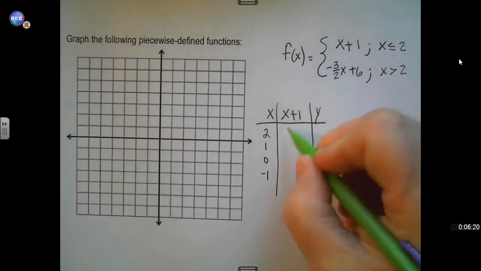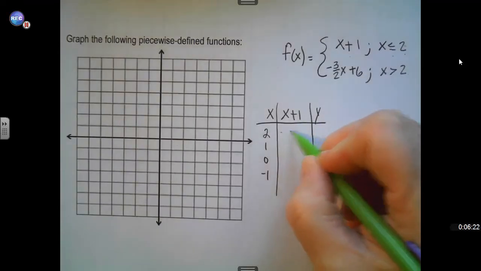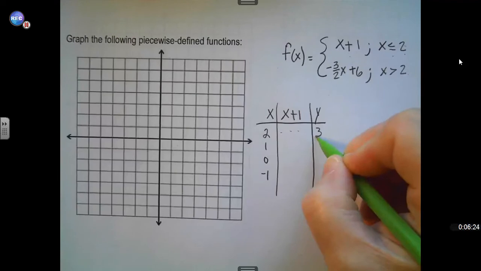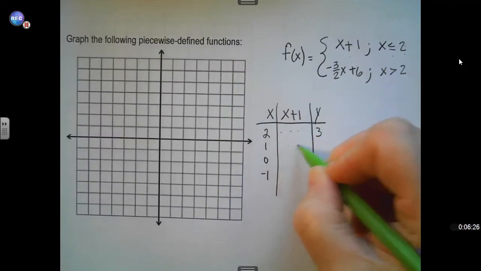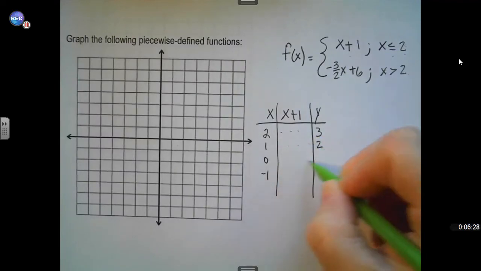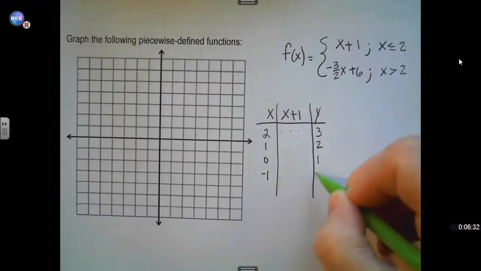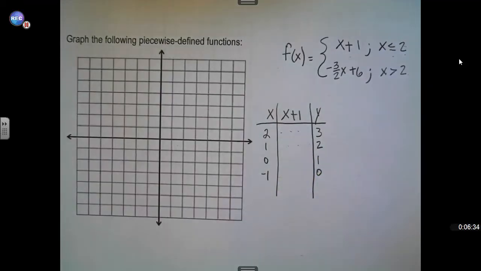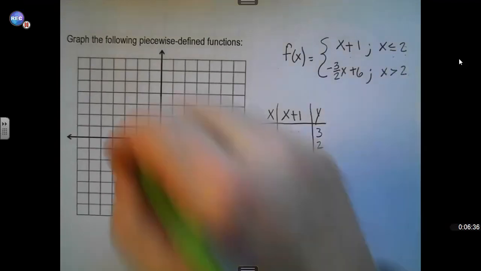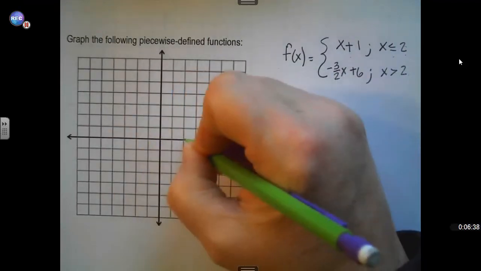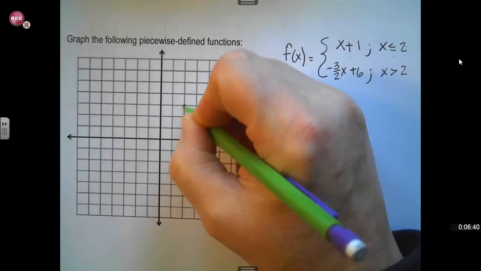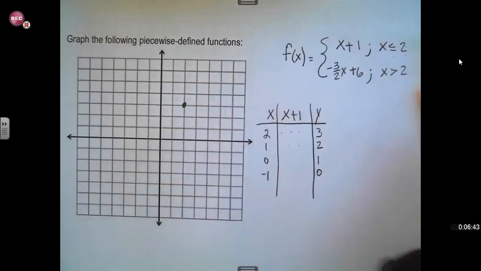When I plug in 2, I get 2 plus 1 is 3. 1 plus 1 is 2. 0 plus 1 is 1. And negative 1 plus 1 is 0. Okay? And I can plot those points. 2, 3, and I'm going to put a solid circle because that's less than or equal to.